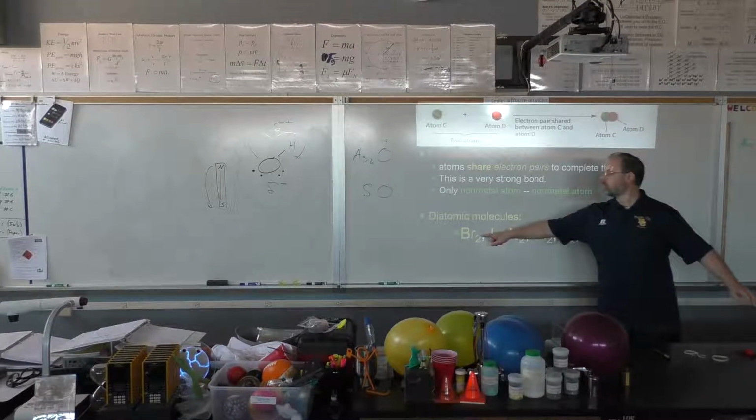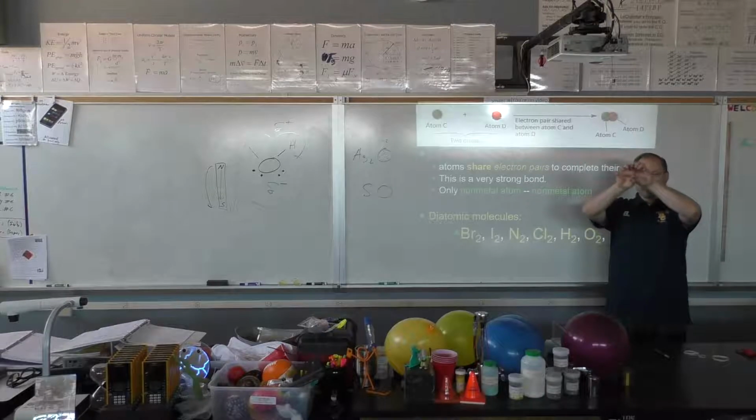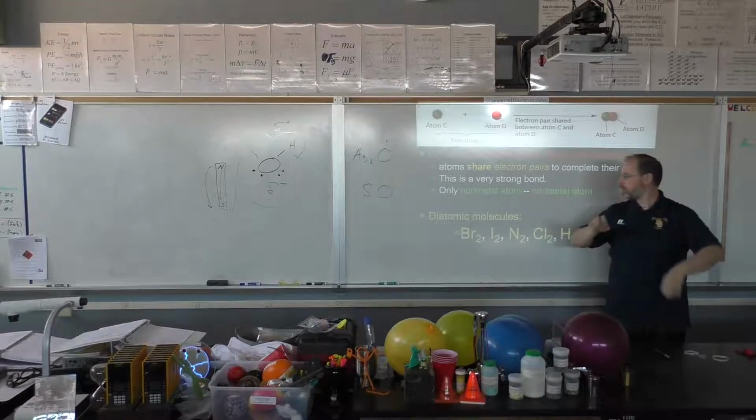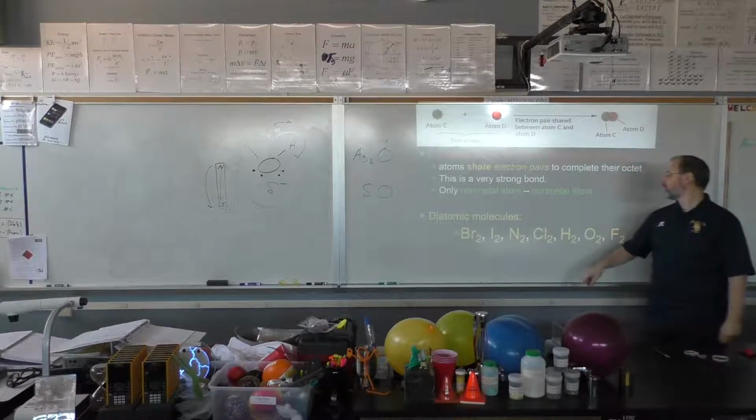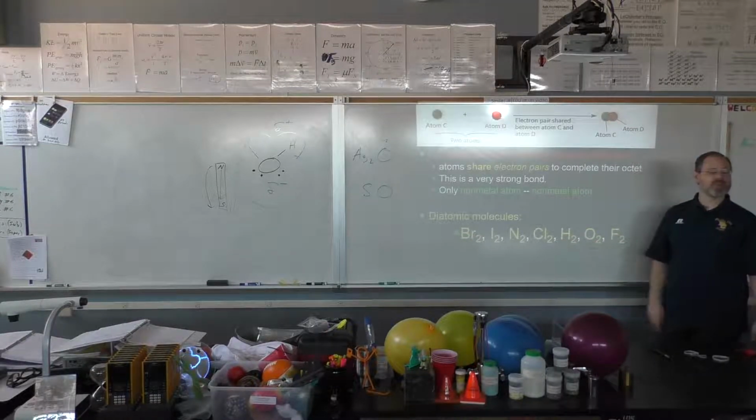Bromine needs one. This bromine needs one. So this bromine says, hey, can I have an electron? And this bromine says, yeah, you can have one if I can have one of yours. Br2. Okay? Iodine shares one. Chlorine shares one. Hydrogen shares one. Fluorine shares one. Oxygen shares, guess how many?